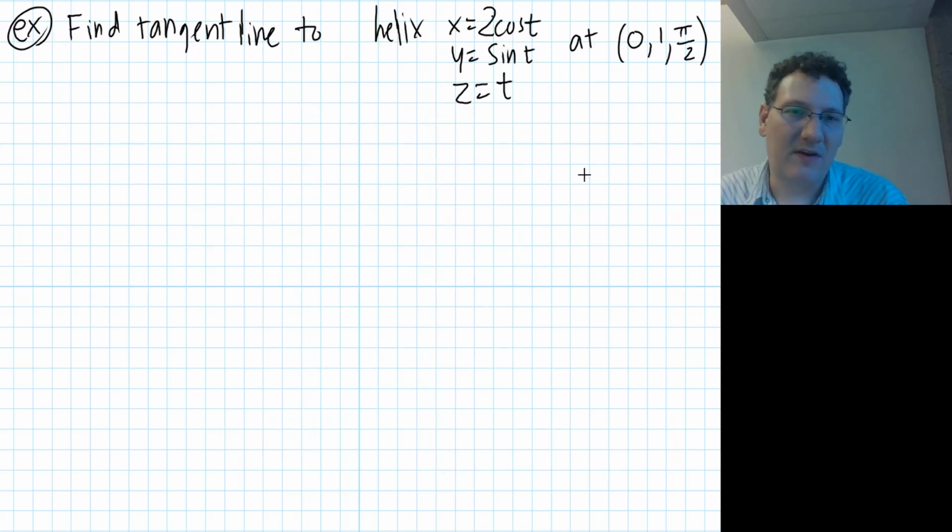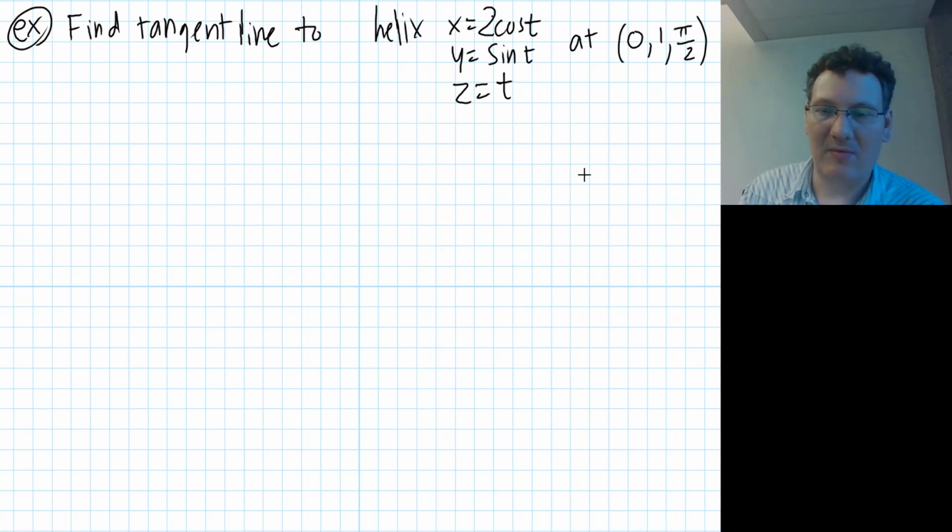Okay, let's take a look at this one. Let's find the tangent line to this helix given by x is 2 cosine t, y is sine of t, and z is t at the point 0, 1, pi over 2. So I guess I have to do 2 things. One, I have to figure out what t is, because I'm given the point. For the first 2 components it's not obvious, perhaps, but for the third, since z is pi over 2 and z equals t, that means t is actually pi over 2. So that's what I'm going to be using.